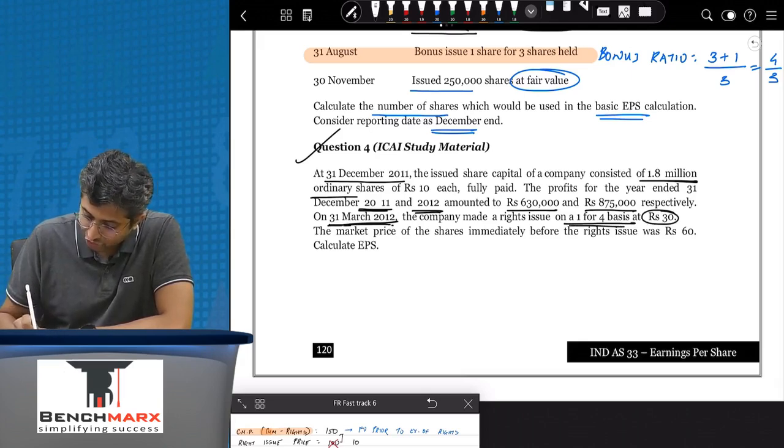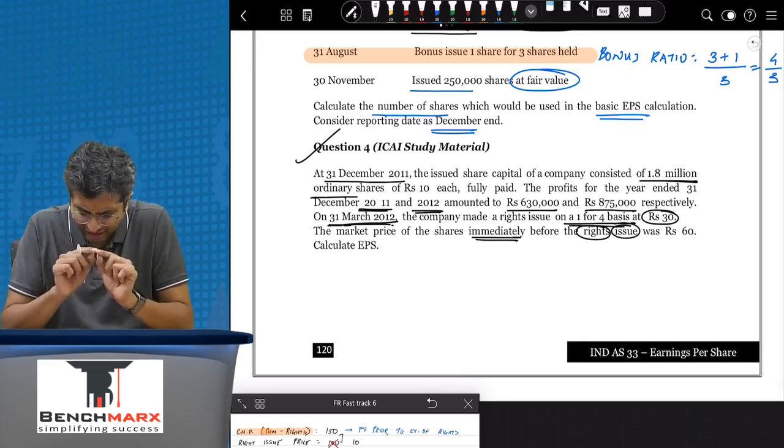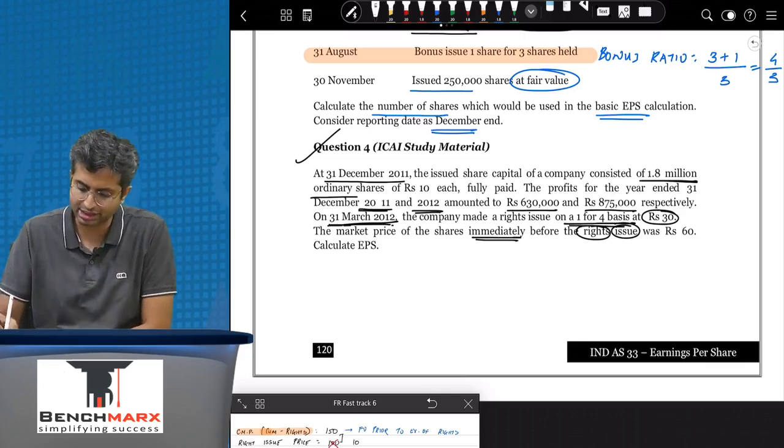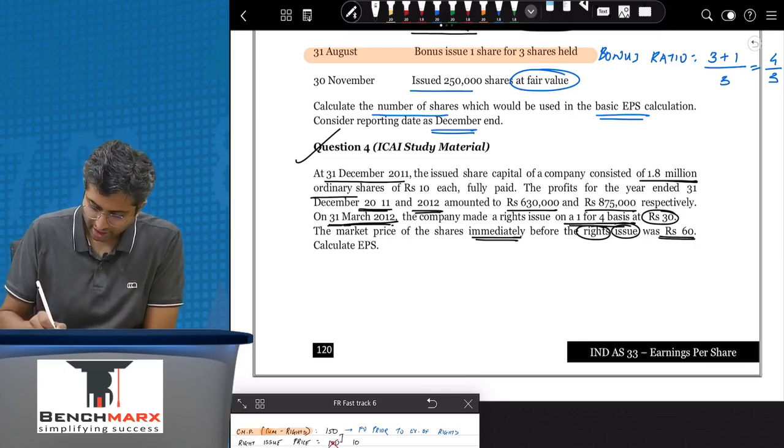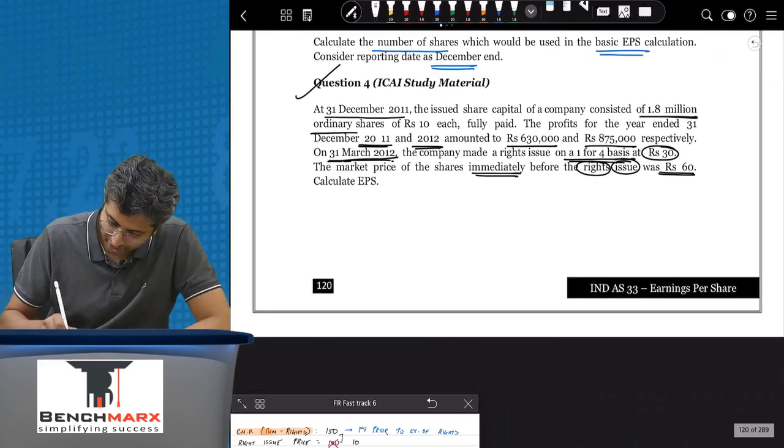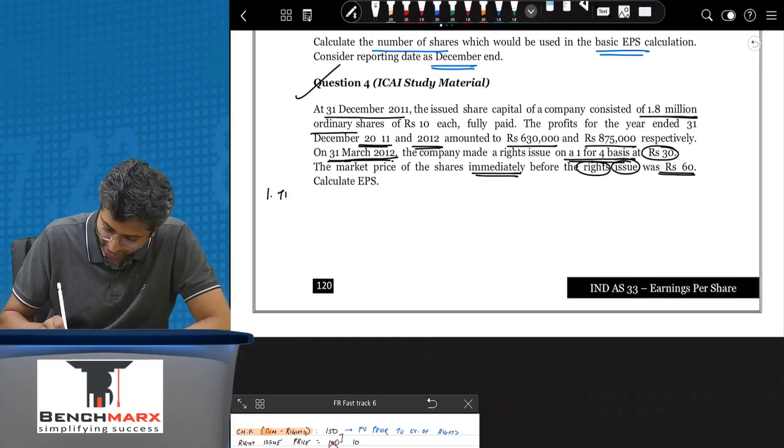The market price of the shares immediately before the rights issue exercise, so on the day before the right shares are to be exercised, is rupees 60. Calculate the EPS. So over here you will always try to calculate first the theoretical ex-rights price. The theoretical ex-rights price is a weighted average price.